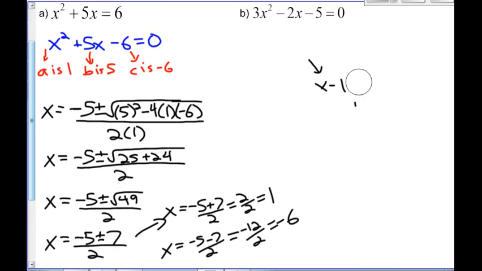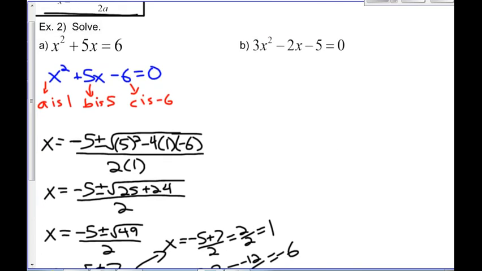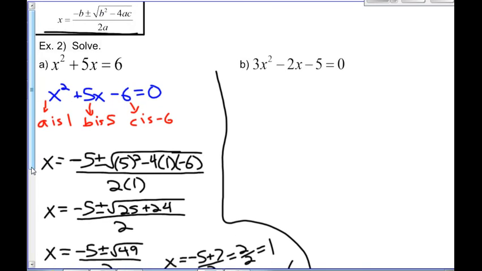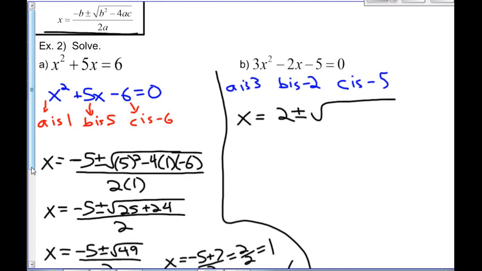Let's try another one. Here, you could factor it, but we'll practice using the quadratic formula. So in this case, we'd have an a value of 3. A is 3. B here is negative 2. And C is negative 5. Subbing into the quadratic formula, we'd have negative 2, which would be positive 2. There's our negative b. B squared minus 4 by a by c.